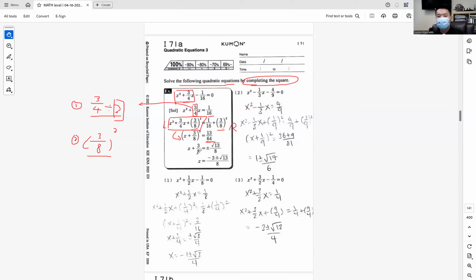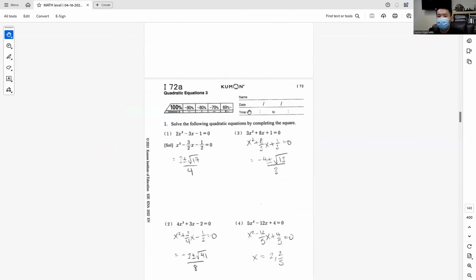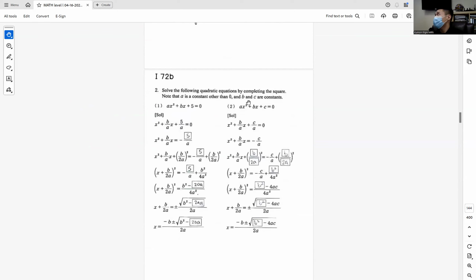And last but not least, I have to solve it by taking the square root of 13/64, which gives positive or negative root 13 over 8. Don't forget about the negative and positive part, right? Then I subtract this 3/8 to the right side, which gives me -3 plus or minus root 13 over 8. Okay, any questions for this? It should be pretty straightforward as long as you know how to complete the square. The challenge of these pages is actually in 72B. Okay, let's dive into it.